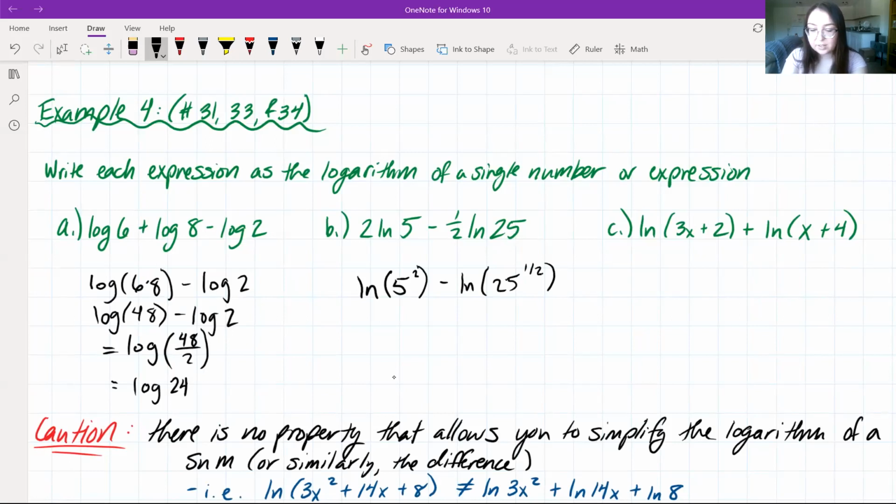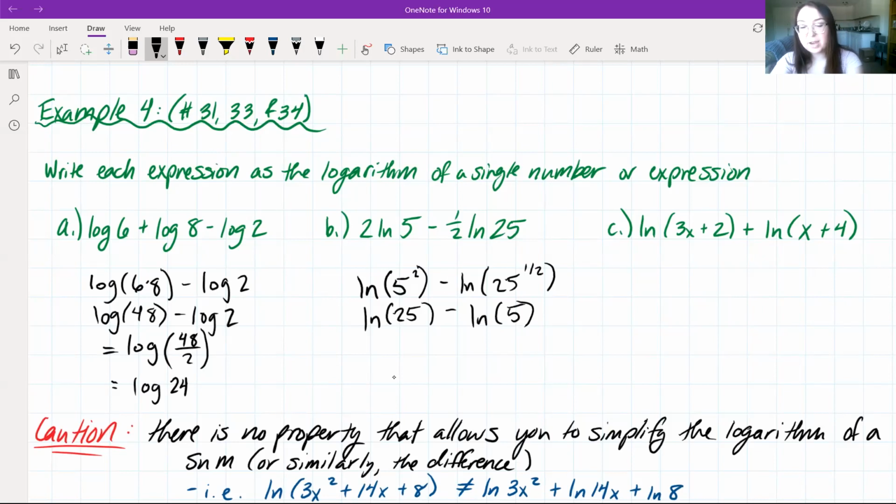All right, so now we just want to simplify these terms. The natural log of 5 to the 2nd power, 5 times 5, is going to simplify to the natural log of 25 minus, and 25 to the 1/2 power is the same thing as saying square root of 25. So if we calculate this, 25 to the 1/2 power, or the square root of 25, is going to be the natural log of 5.